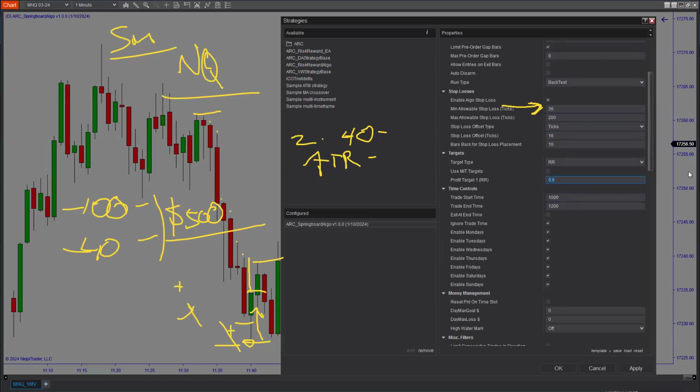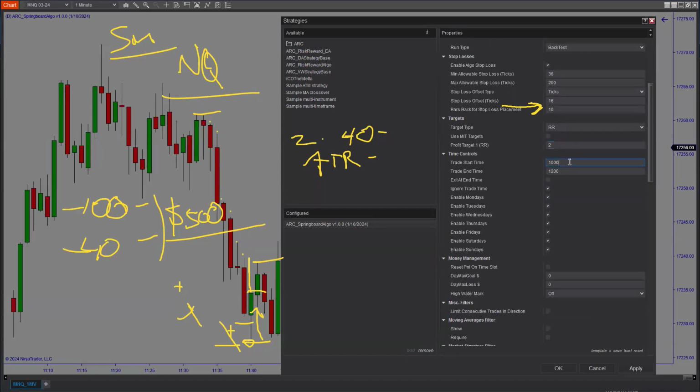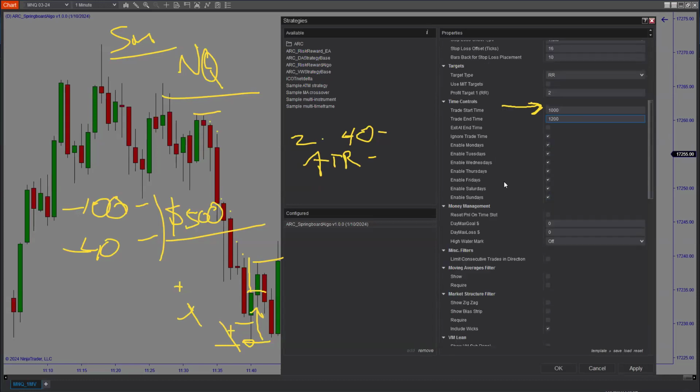Cool. And then profit target. This is something that you can optimize. I'm going to set this to 2 to 1 on NQ as an example, and then start and stop times. For me, I'm really active on the equities. 10 to 11:30 is a good time. You could trade it till noon if you wanted. I'll just leave it as noon.